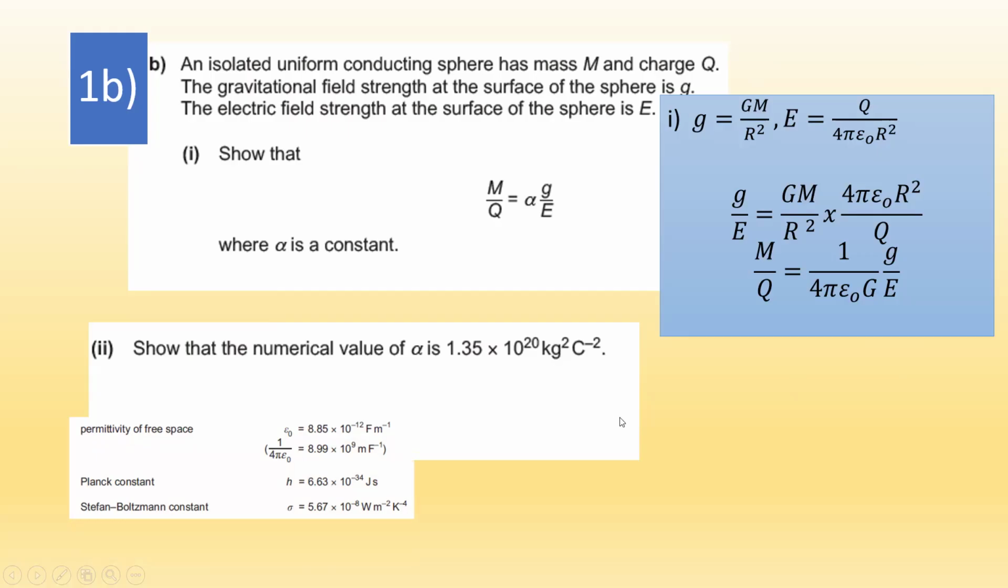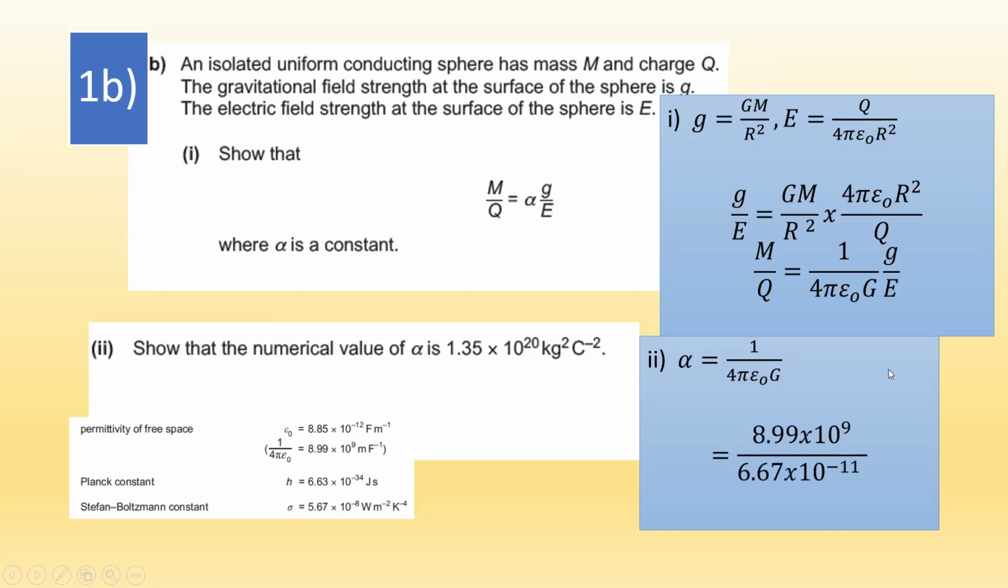Show that the numerical value of alpha is set. You can show alpha equals this one. Then put in your values. 1 over 4 pi epsilon naught is 8.99 times 10 to the power 9. G is 6.67 times 10 to the power minus 11. That's from your data sheet.